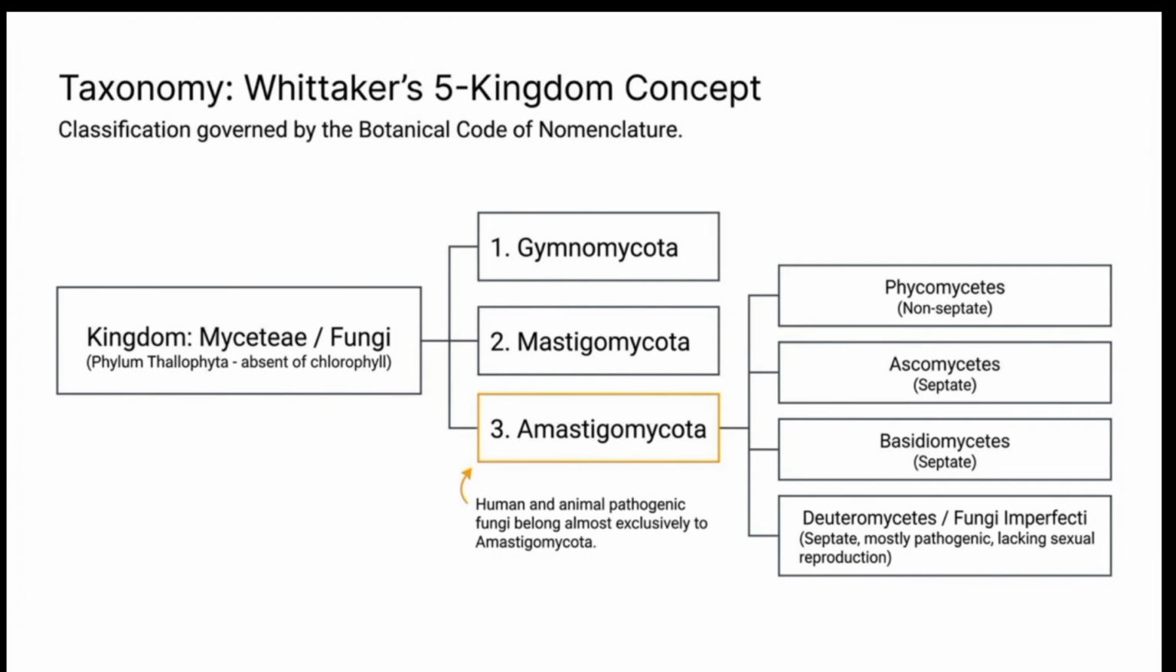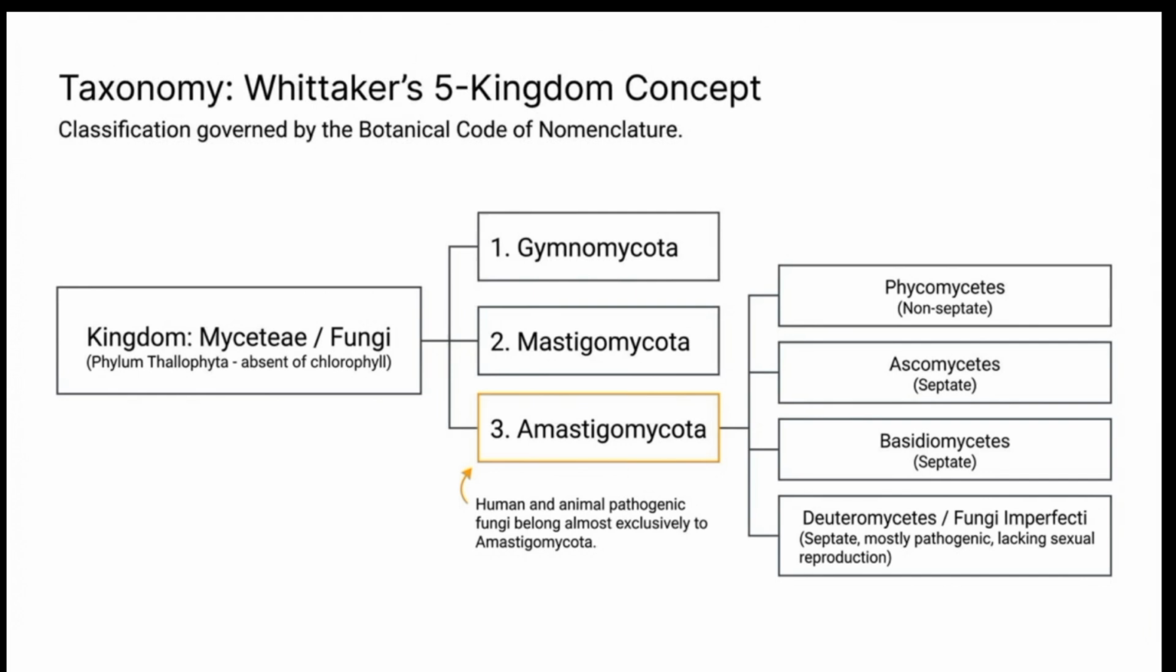But for human medicine, almost all the pathogens that infect us and our animals belong to one specific division, the Amastigomycota. There is one subgroup within that division that really caught my eye, though. The Deuteromycetes, also known as fungi imperfecti. Yes, the imperfect fungi. They are largely pathogenic, but what makes them imperfect is that they completely lack sexual reproduction. They are just out there endlessly cloning themselves.